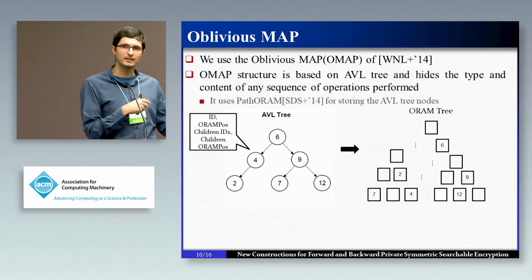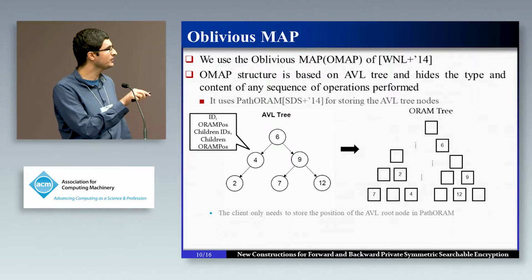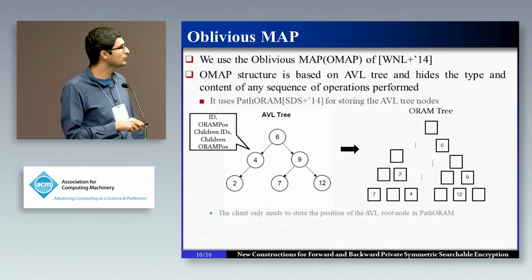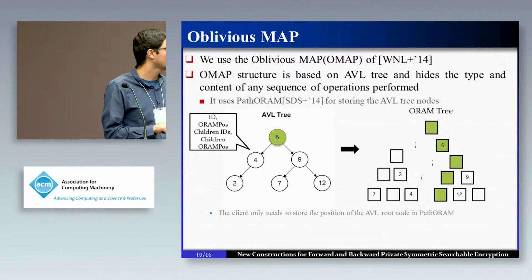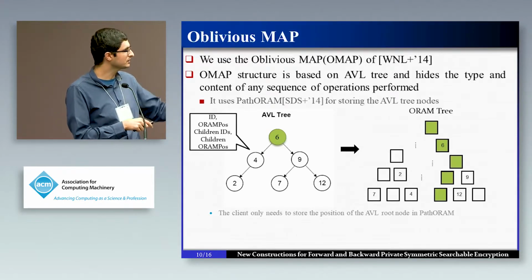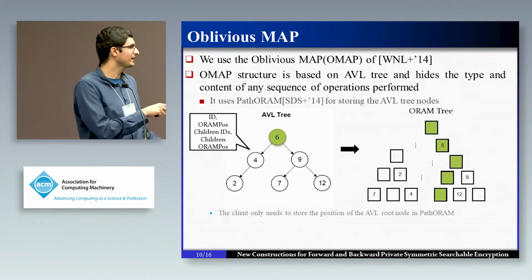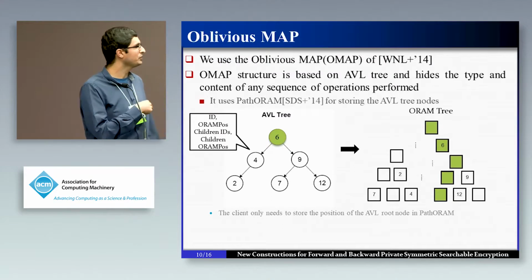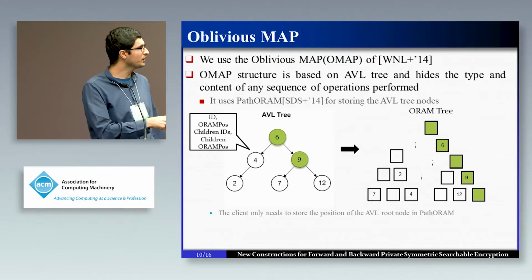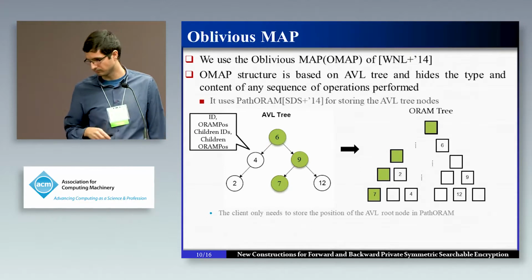Now, let me explain it by an example. Suppose we want to look up node 7. We assume that the root of this AVL tree is stored on the client. So at the first step, the client asks for the corresponding path for node 6 and retrieves it, decrypts it, and extracts node 6, and compares the target node, which is node 7, with its children. So it knows that it has to go to node 9. In the next step, it asks for the path corresponding to node 9 and continues this operation until it gets the final result, which is node 7.